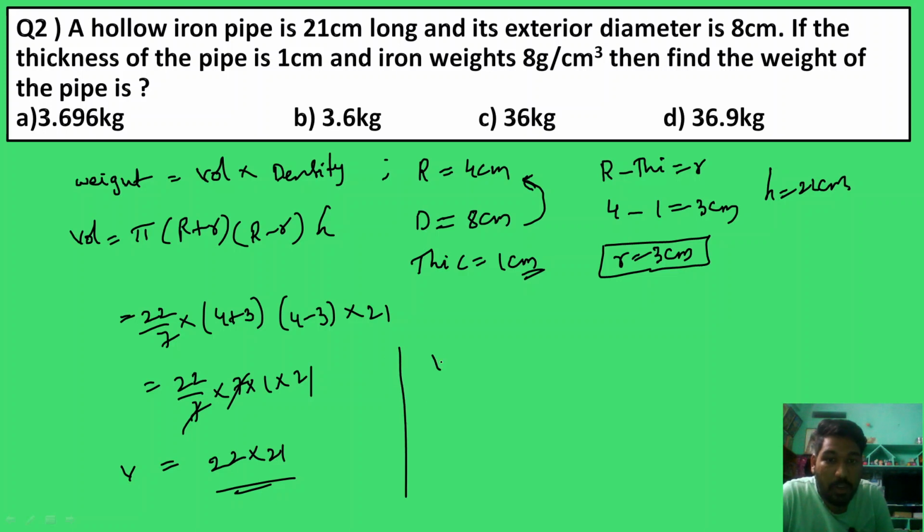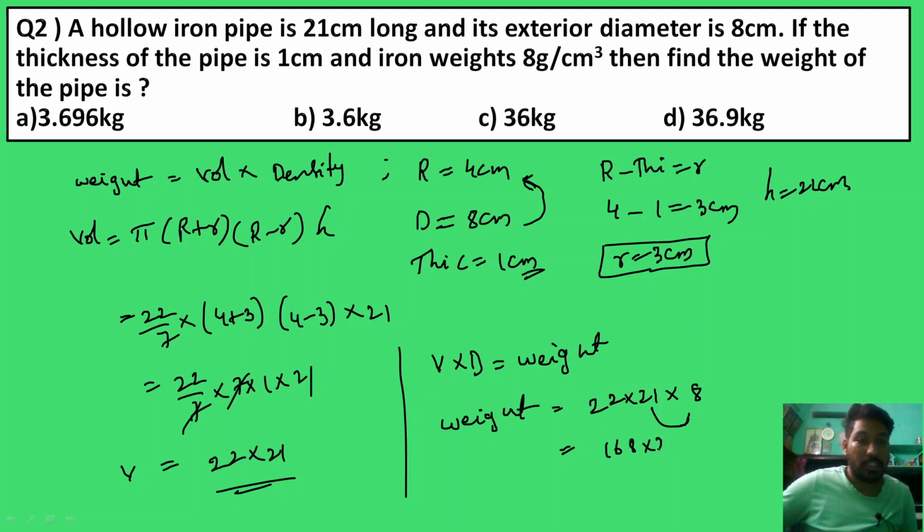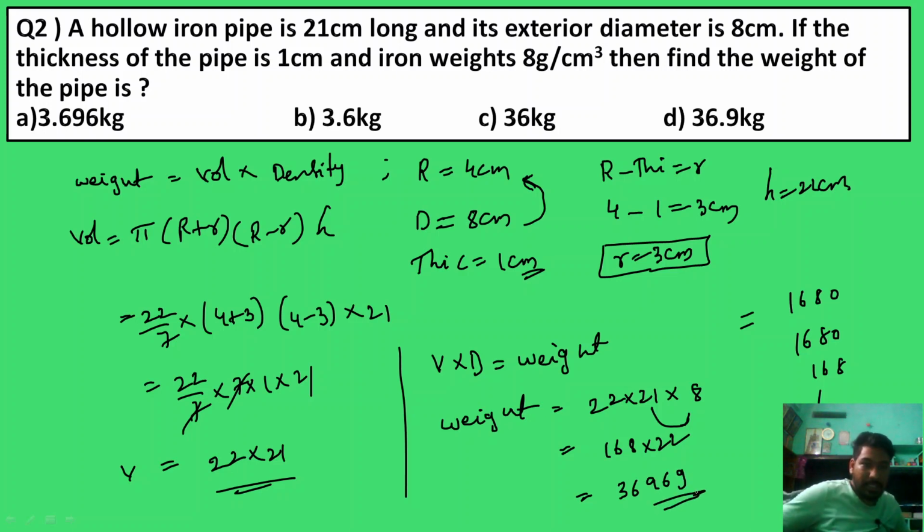So after getting volume, multiply with the density, then you are going to get weight. Okay? So weight is equal to volume 22 into 21 into density. What is density? 8 grams. First of all, 8 into 21, how much? 160 plus 8, 168, into 22, we will calculate. 10 times 1680, and then 1680, and then 160. So it is going to be 3696 grams. Okay? 3696 grams.